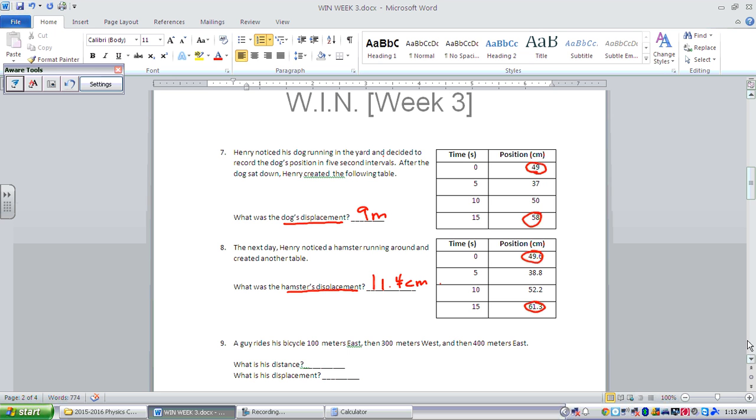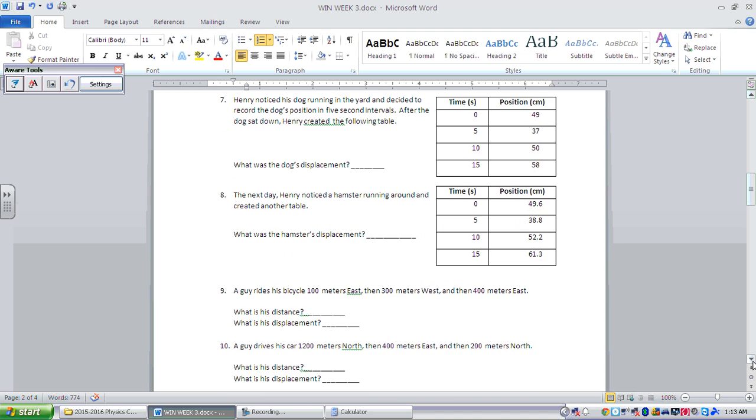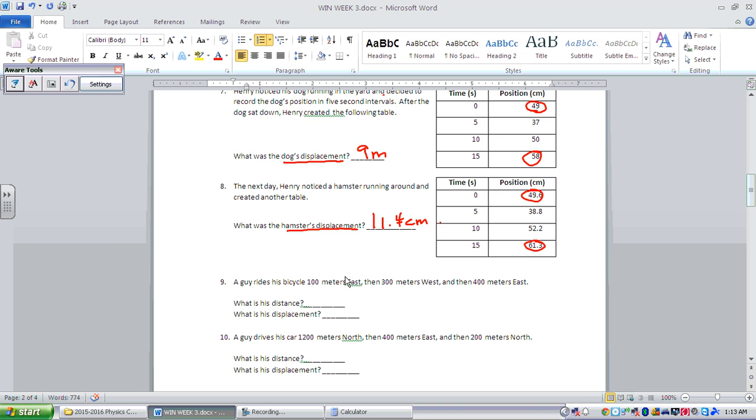A guy rides his bicycle 100 meters east for number 9 here, then 300 meters west, and then 400 meters east again. You remember for this, we should draw a picture here. So this person is riding their bike 100 meters east. That would be to the right, 100 meters. And then from there, he goes 300 meters west. So this whole thing right here is 300. And then from there, he goes 400 meters east again. So he's going to backtrack here. And this whole distance from here to here would be 400.